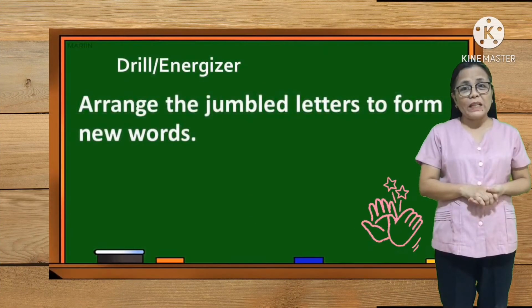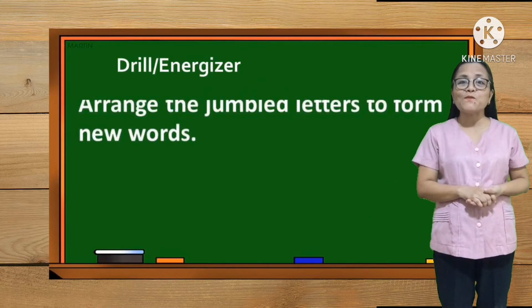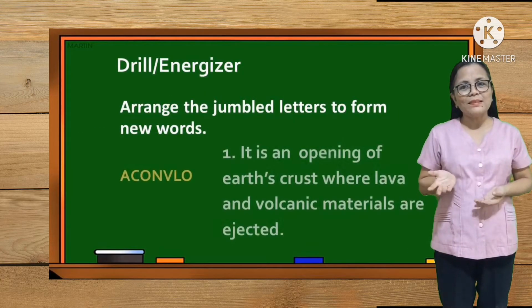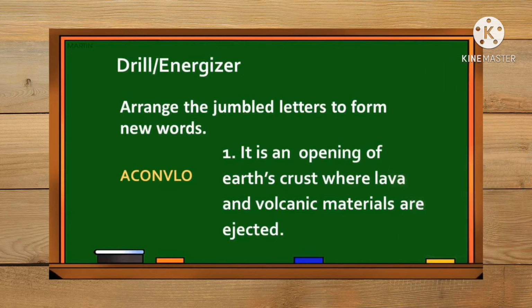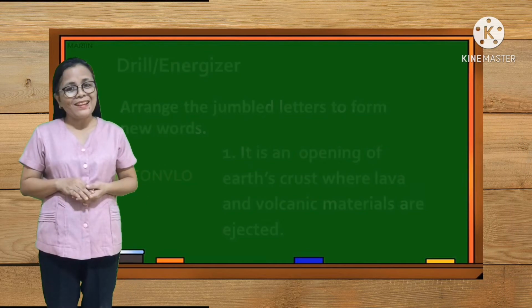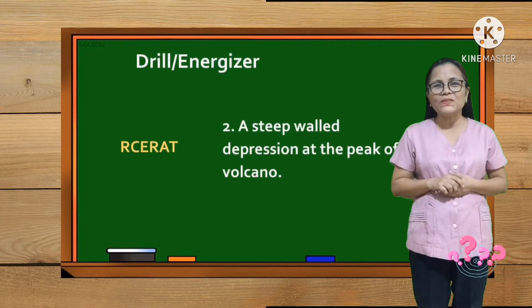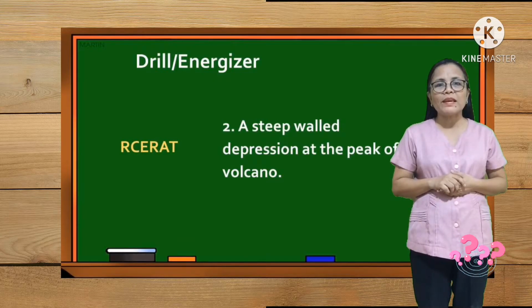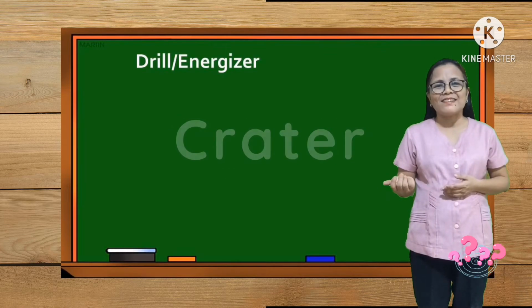Class, for our drill or energizer, you are going to arrange the jumbled letters to form new words. Number 1, it is an opening of the Earth's crust where lava and volcanic materials are ejected. The answer is volcano. How about number 2? A steep-walled depression at the peak of a volcano. What is the answer? Yes, the answer is crater.